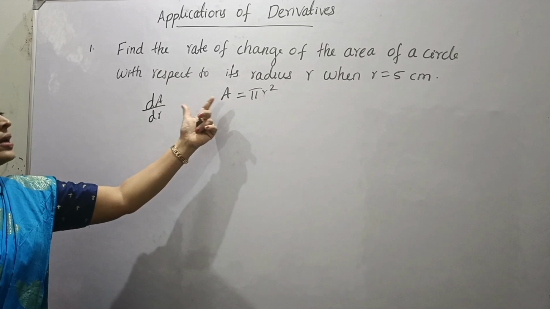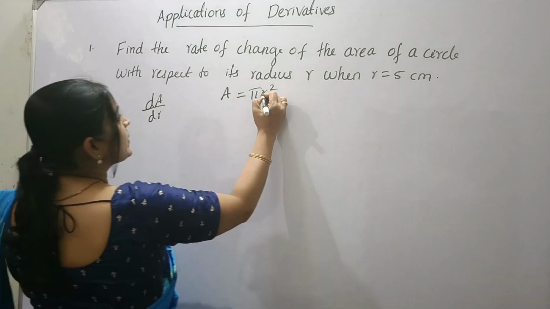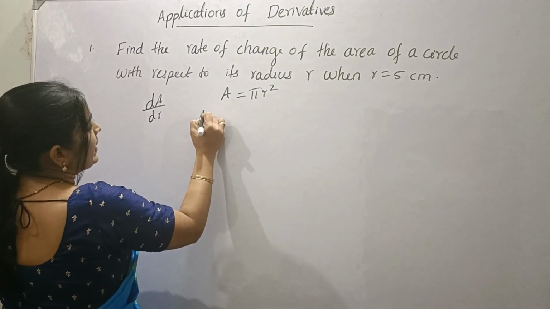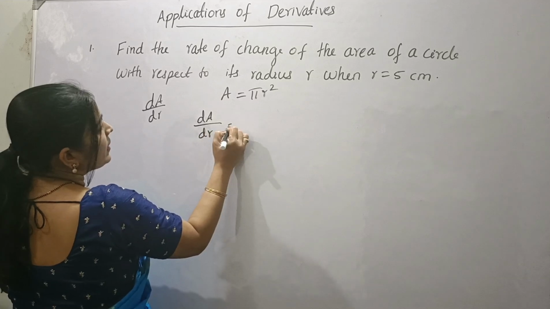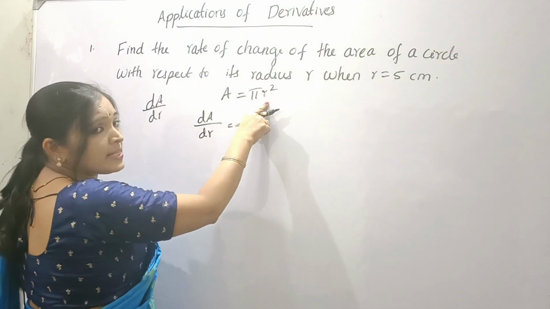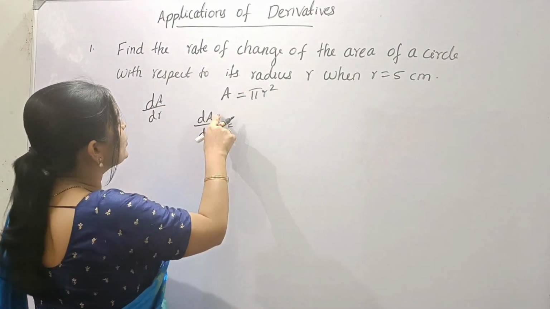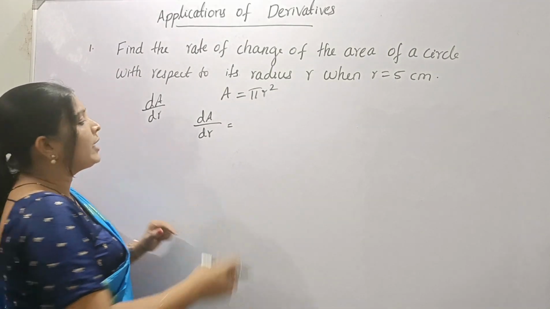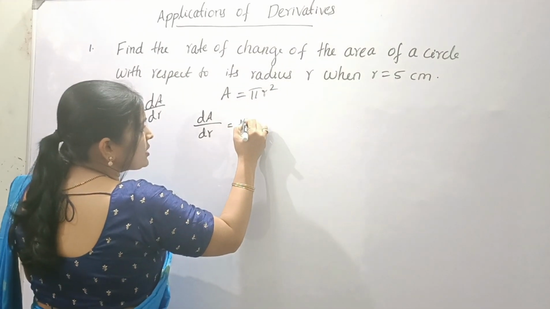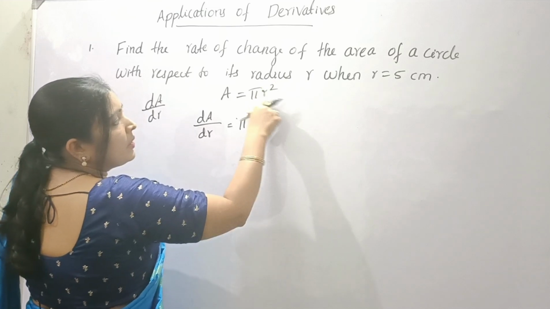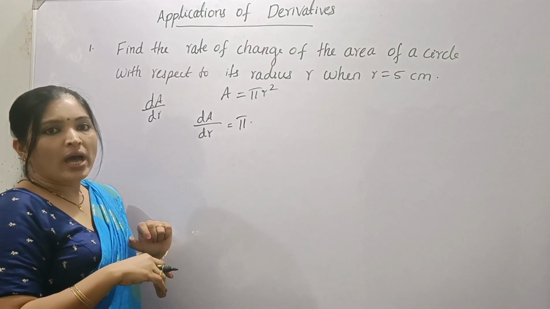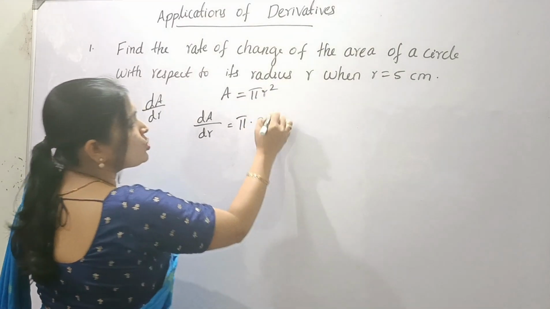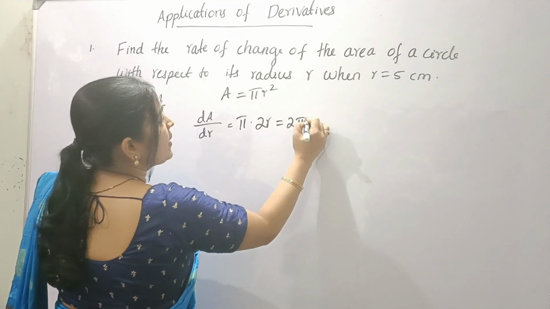Here the equation is A is equal to pi r square. Here A is the area of the circle, r is the radius of the circle. So dA by dr, the rate of change of area with respect to r, is equal to pi, which is a constant, into the derivative of r square with respect to r, which is nothing but 2r. That is 2 pi r.